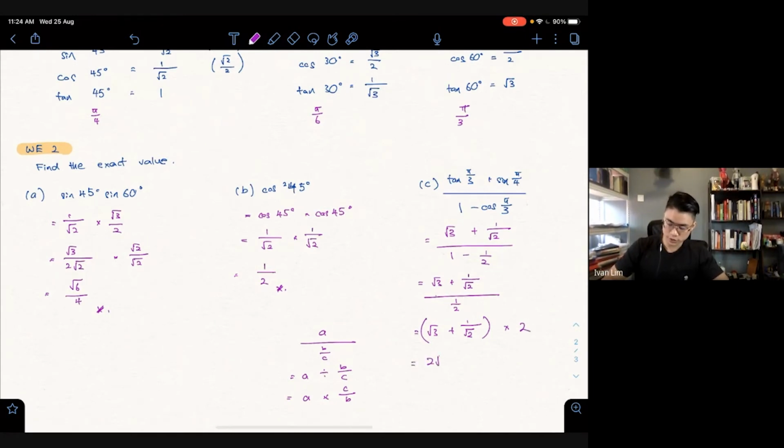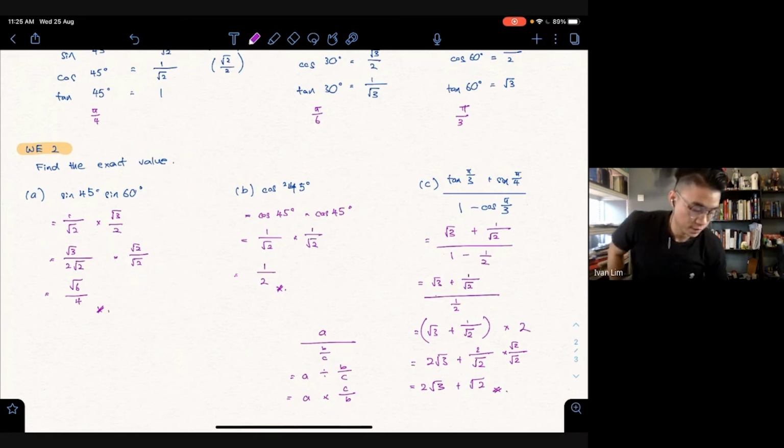So the times 2 here will be 2 root 3 plus 2 over root 2. If you want to rationalize it, over here I can write times root 2 over root 2, which will be 2 root 3 plus 2 root 2 over 2. 2 root 2 over 2 will give me root 2. So your final answer will be 2 root 3 plus root 2.